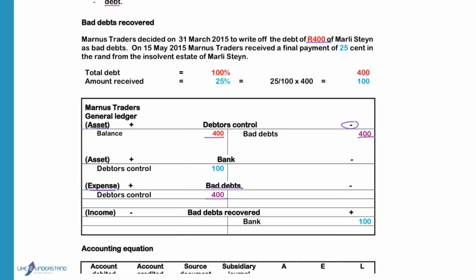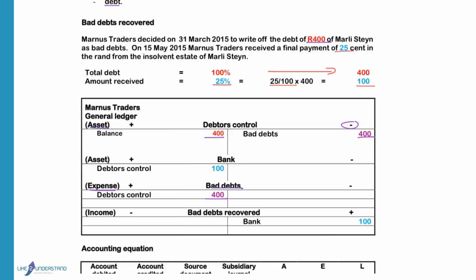On 15 May, Marnus Traders received a final payment of 50 cents in the rand from the insolvent estate. So now some of the money is paid back. So we have to calculate what is the total amount that we receive. The total debt equals 100% times 400. If we want to calculate the amount received, it will be 25%, and that will give me 100 rand.